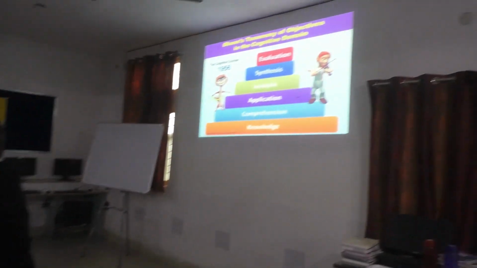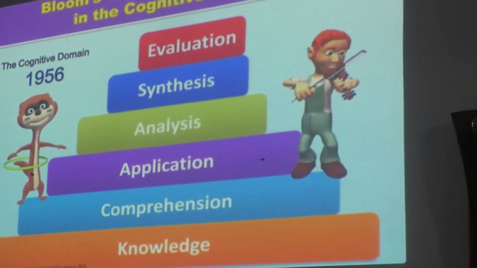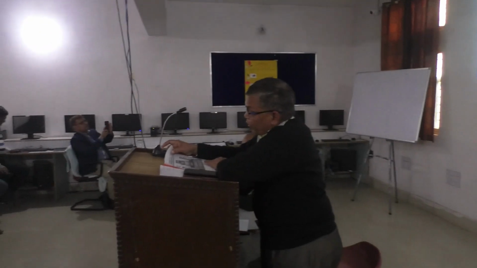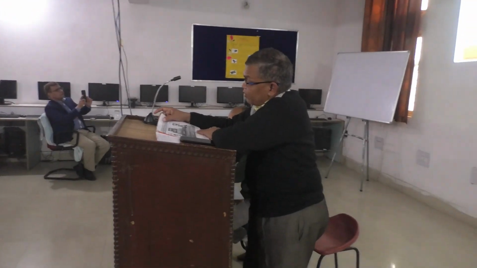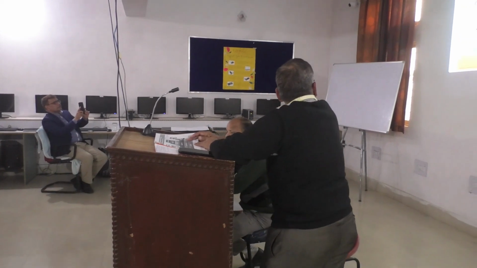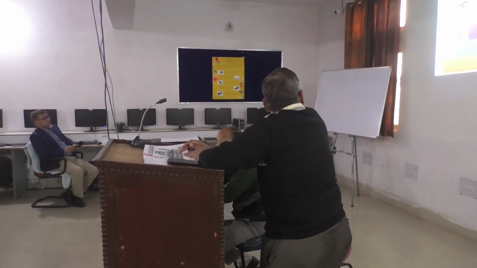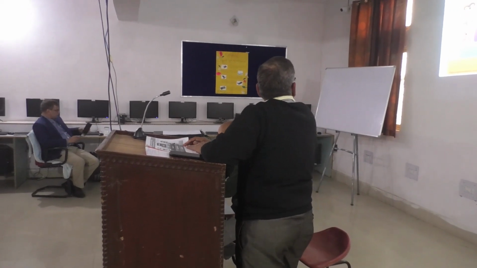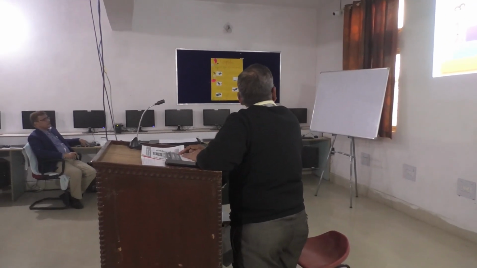Let us see the Bloom's taxonomy objectives in the cognitive domain. Initially, this cognitive domain was introduced in 1956 by Dr. Bloom. As you can see, the lowest level or the basic level is knowledge, comprehension, application, analysis and synthesis.